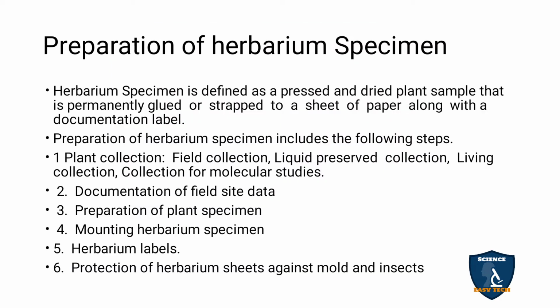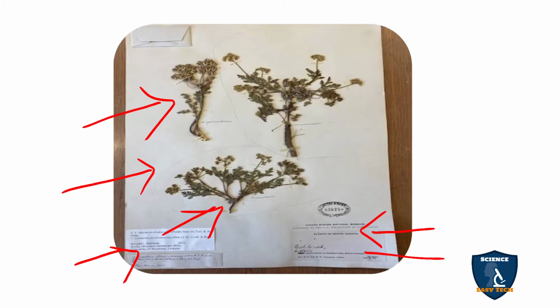So a herbarium specimen is defined as a pressed and dried plant sample that is permanently glued or stapled to a sheet of paper along with the documentation label. So it is a pressed dried plant sample mounted on a sheet with a documentation label. This is the documentation label they had given.